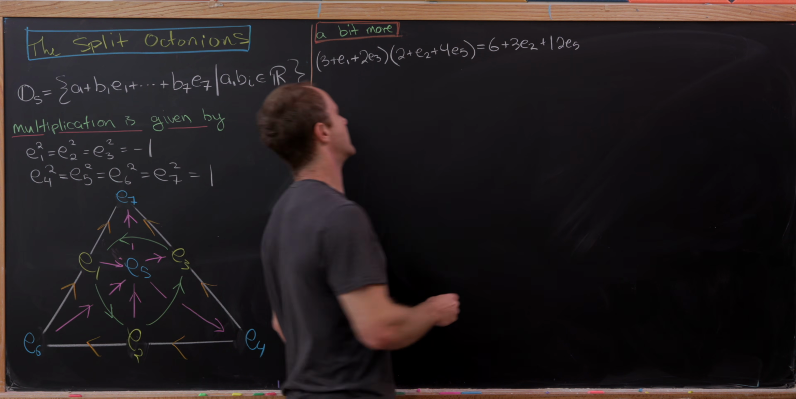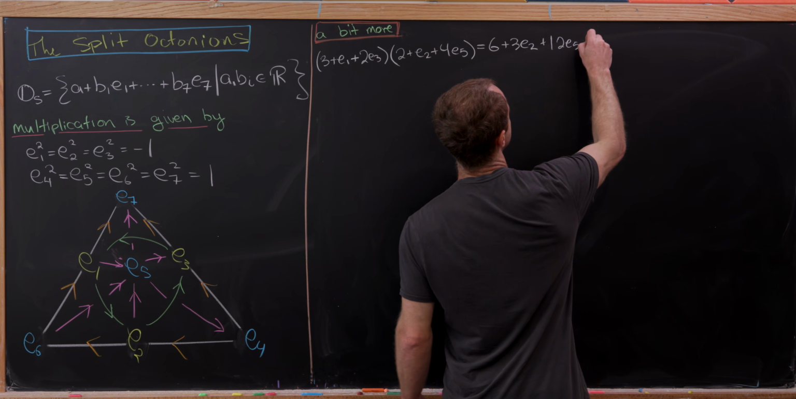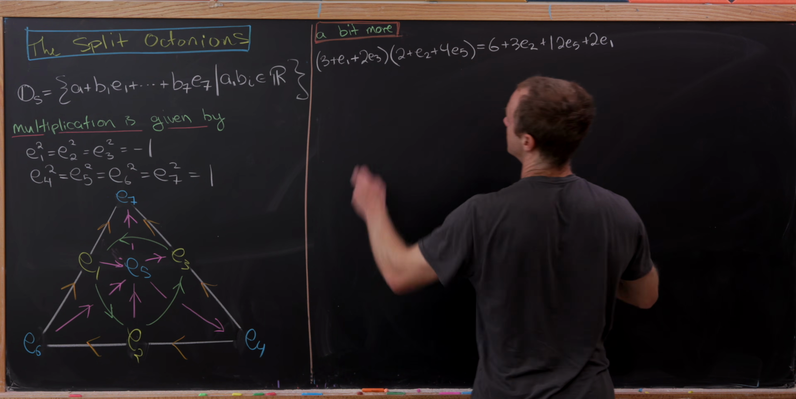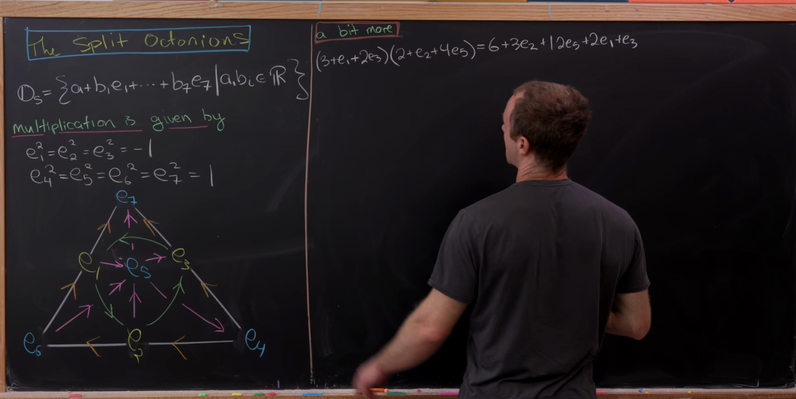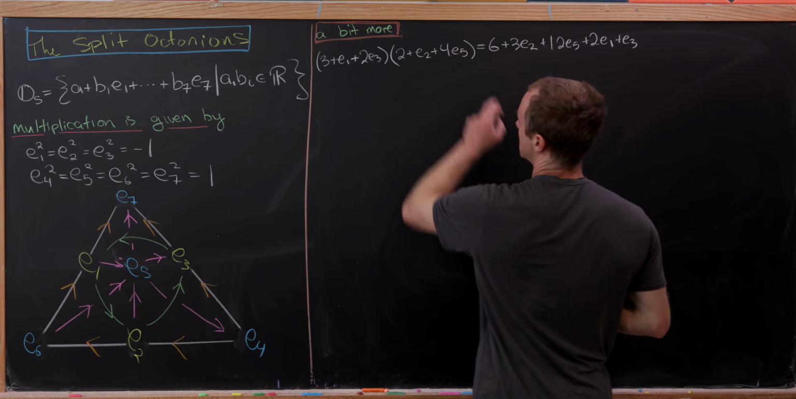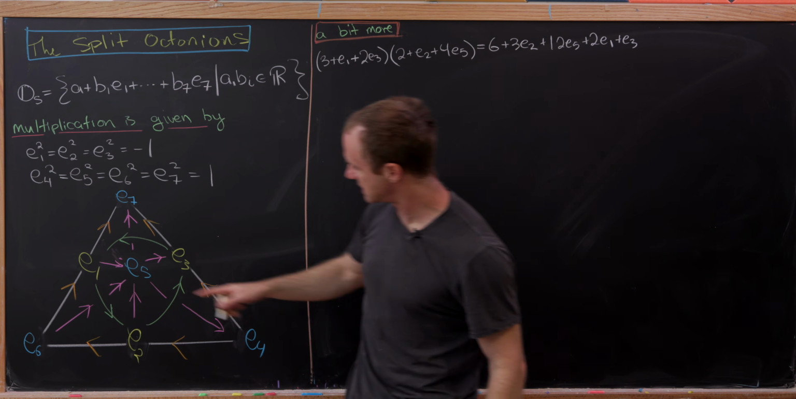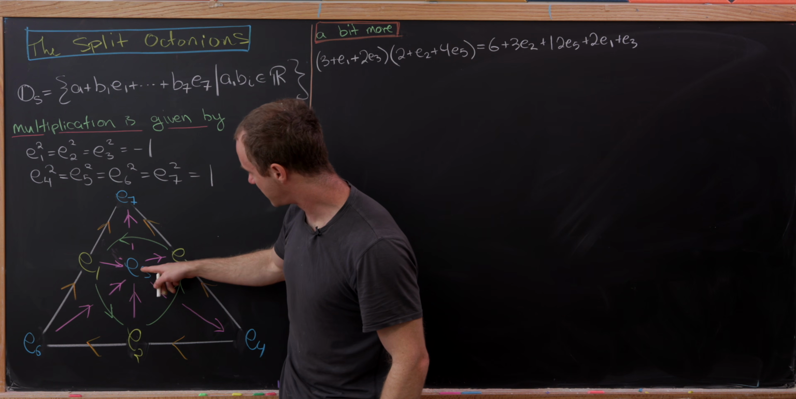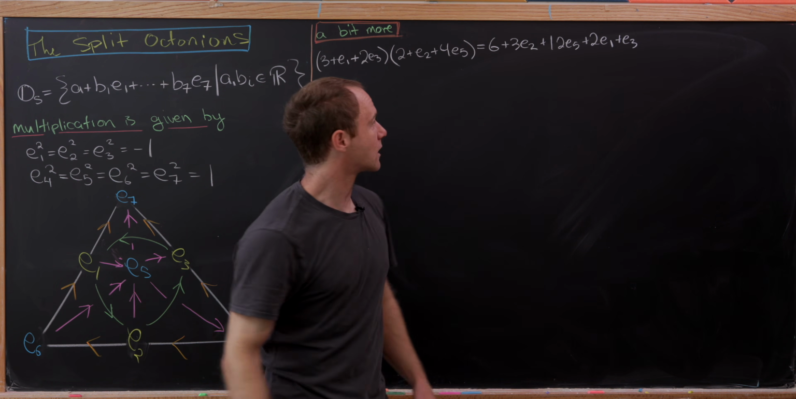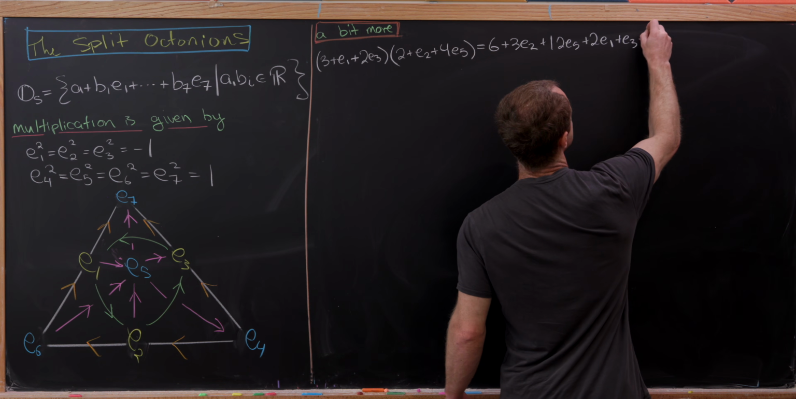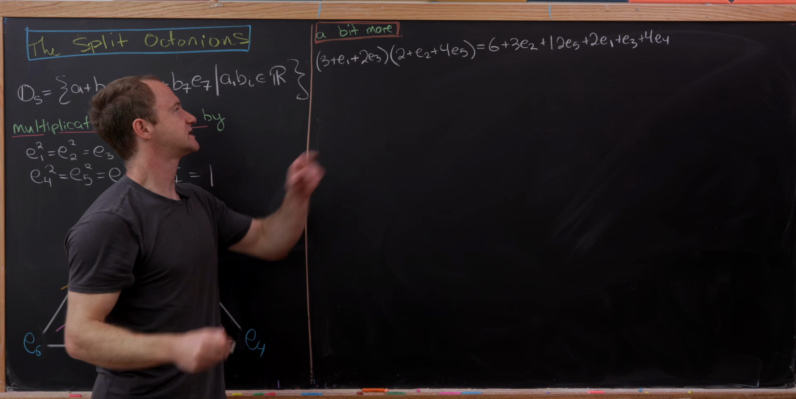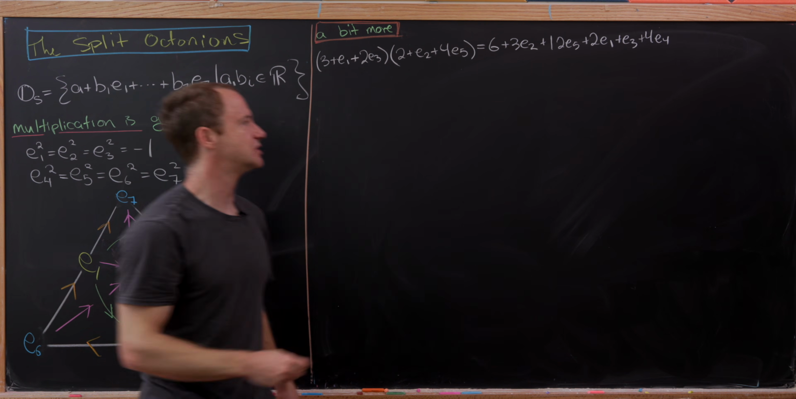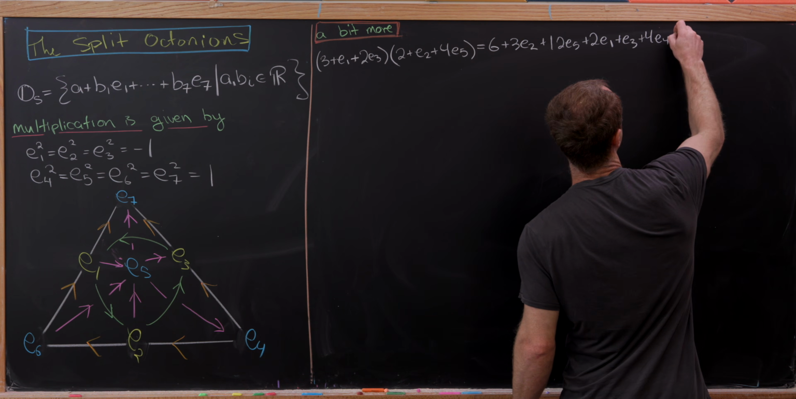Now we'll do E1. So E1 times 2 is 2E1. E1 times E2 is E3, which we can see from the diagram over here. E1 times E5, let's see that. E1 times E5 is E4. So that's going to give us plus 4E4. Okay, good. And now let's do 2E3 times 2, so that'll give us 4E3.